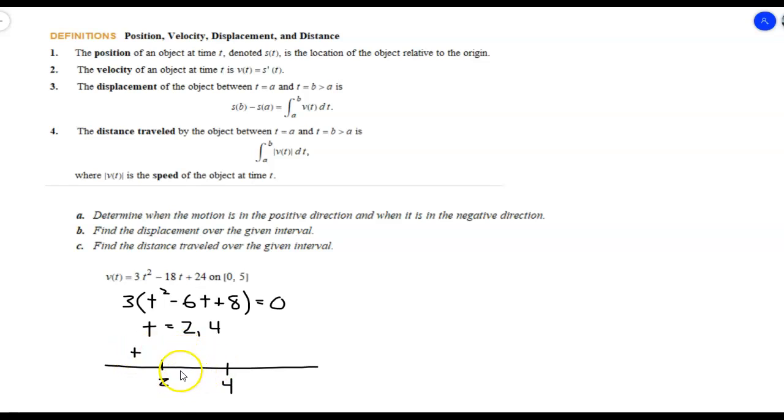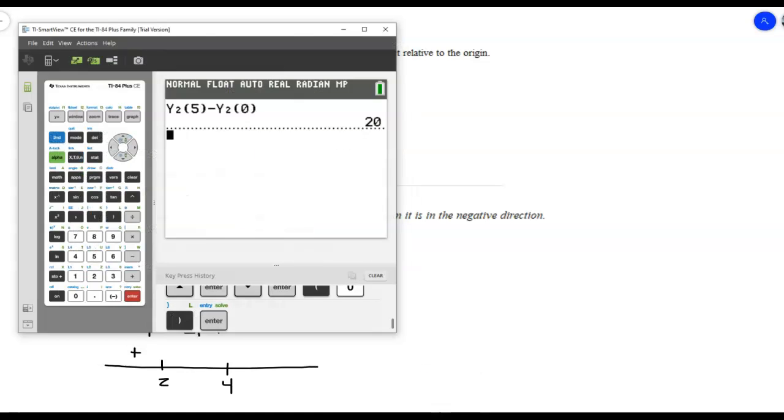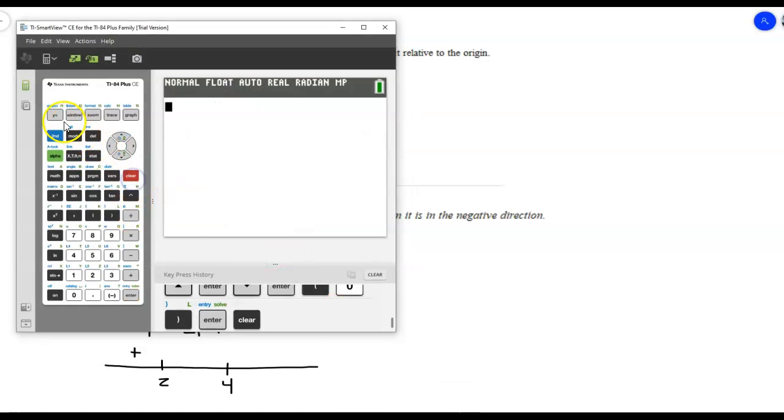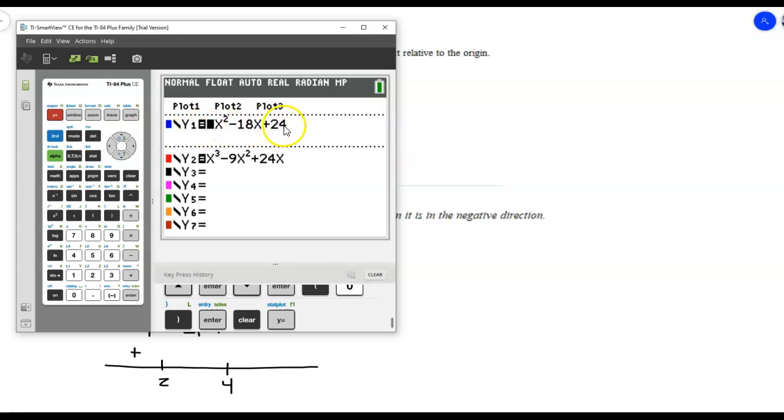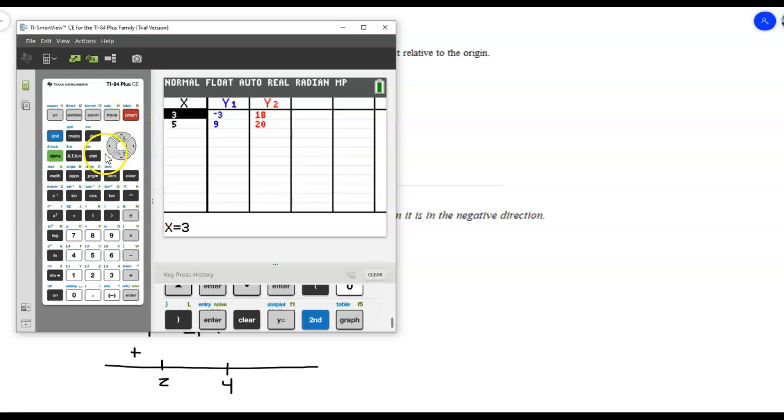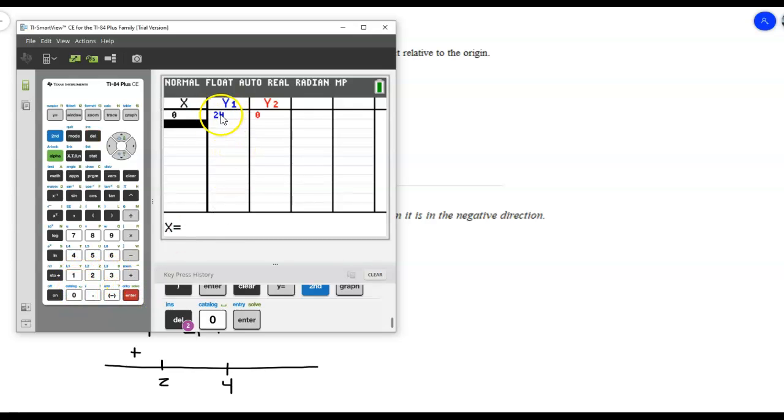And then between 2 and 4, let's take 3 and evaluate it. I already put it into the calculator here. So I put it into this function right here. So if we go to our Y1 table here, delete these, and we put 0 in there, notice we get that positive value for y.